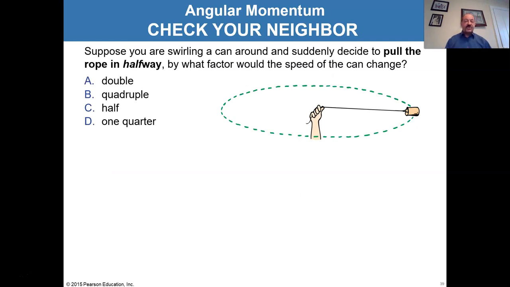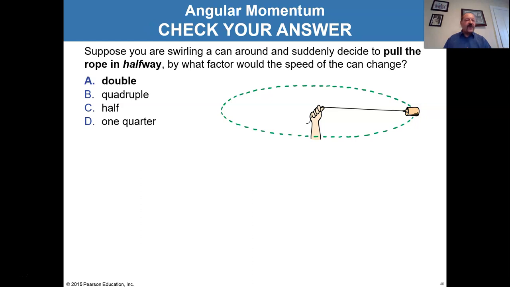So suppose you're swirling a can around and suddenly decide to pull the rope in halfway. All right, what have you done? You've changed the radius. You've cut the radius in half. By what factor would the speed of the can increase? Well, you're halving the rope, you're halving the radius. What happens to the v? Well, wait a second.